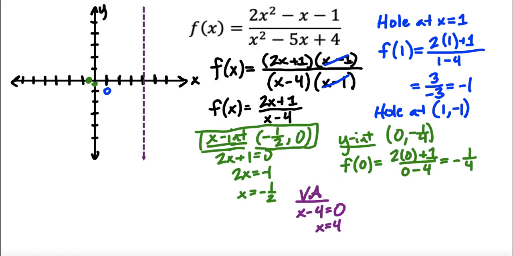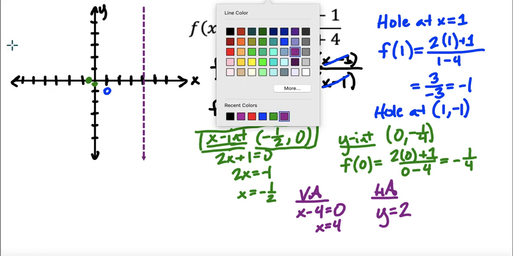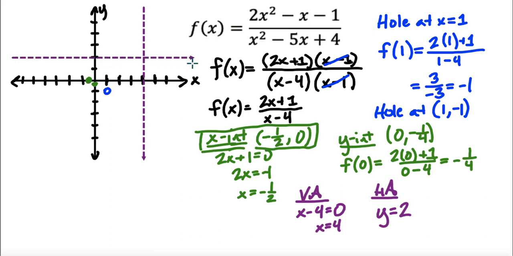Now the HA, you remember, is just the coefficients that go with the largest exponent. So if you look back at the original function or the factored form, 2x squared over x squared, or 2x over x, simplifies to 2 over 1. So our HA is y equals 2. I'm going to put that at y equals 2. So I have my HA at y equals 2 and my VA at x equals 4.